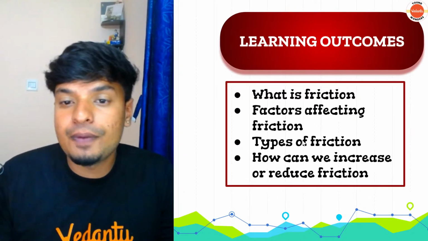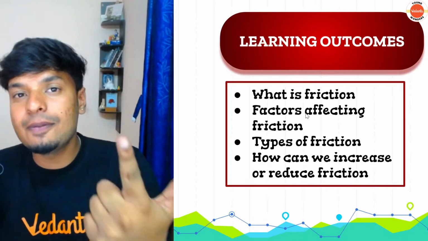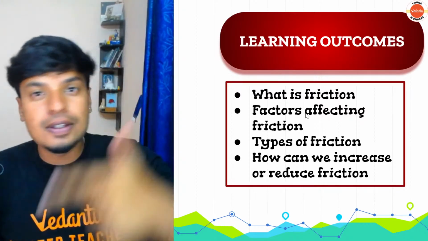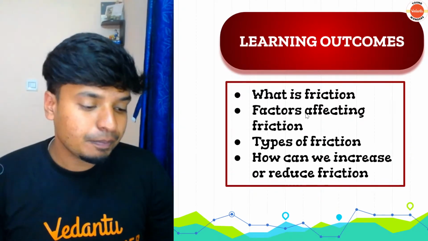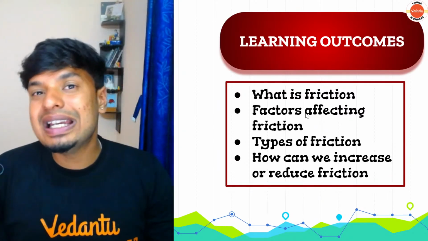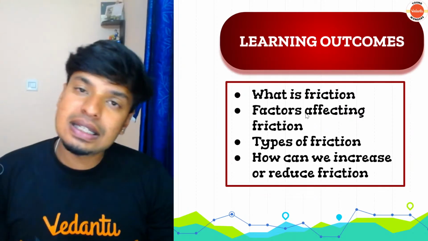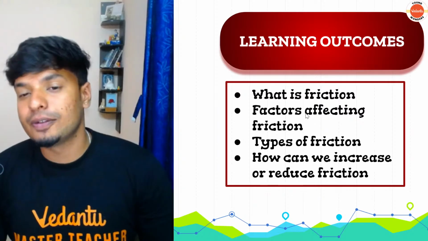Next is types of friction. We have static friction, that is when the object is at rest. Sliding friction, when the object is sliding over another surface. Rolling friction, when the object is rolling on the other surface. What is more? Static friction is more and rolling friction is the least. Okay, and rolling friction and sliding friction together are called kinetic friction.